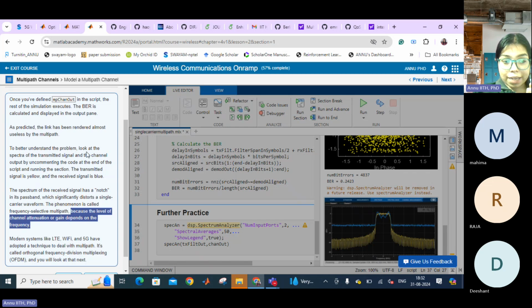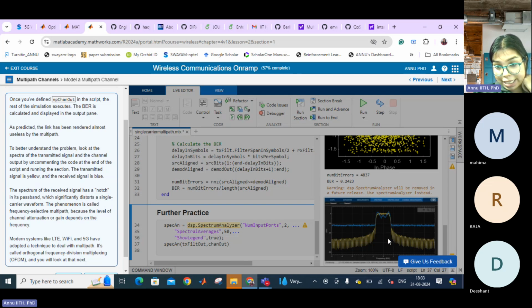We can see the spectra of the transmitted and the received signal. Now the spectrum of the received signal has a notch, that is, the blue has a notch. This is somewhat like a W shape. It is the passband, because it significantly distorts a single carrier waveform. That phenomenon is also called frequency selective multipath because the level of the channel attenuation or gain depends on the frequency. So at that frequency, actually, it is a carrier wave.